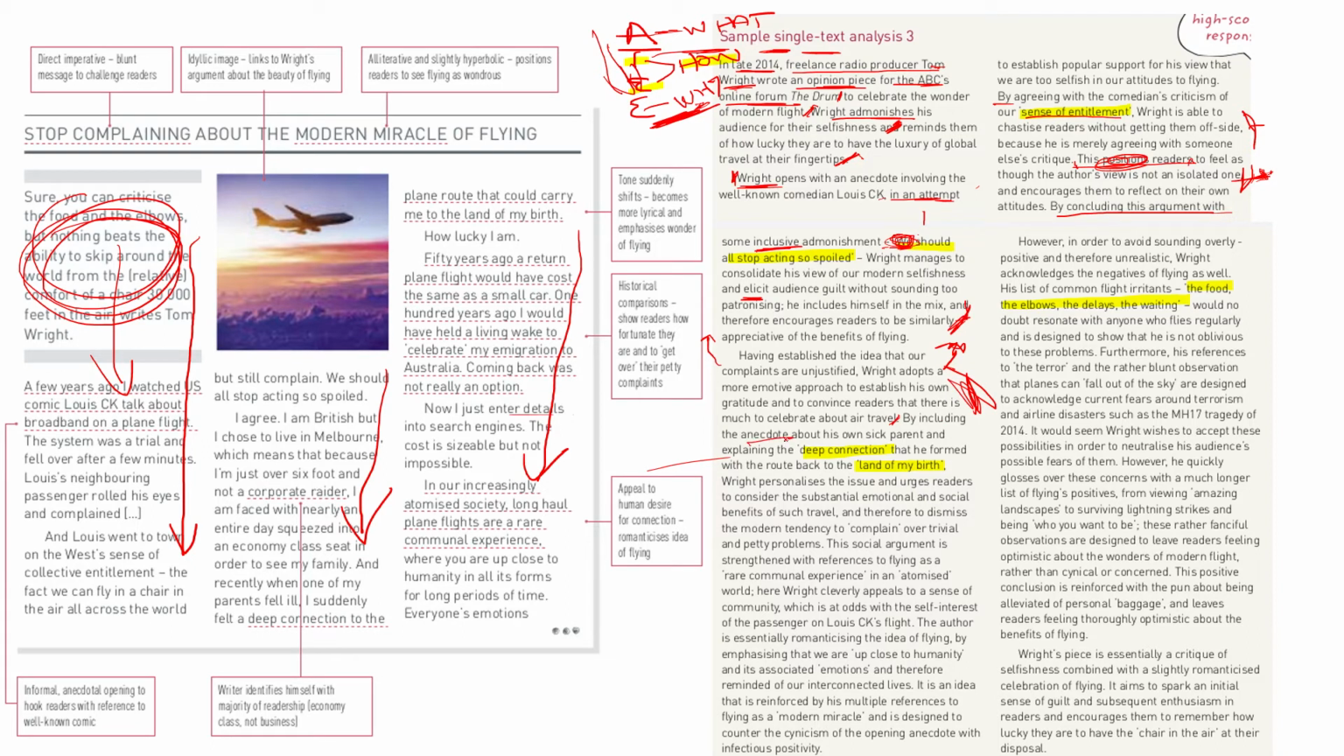By including an anecdote technique about his own sick parent and explaining the deep connection that he has formed with the route back to the land of my birth, again, connections, examples, Wright personalizes the issue and urges readers to consider the substantial emotional and social benefits of such travel, and therefore to dismiss the modern tendency to complain over trivial and petty problems.